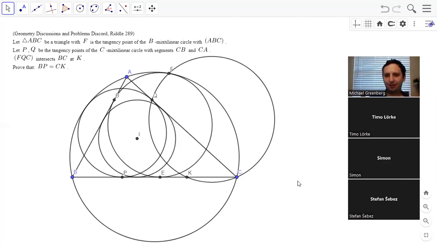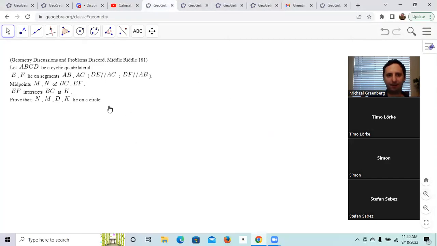This one looks hard. Okay, you want to try a different one? The middle riddle? You want to try this one? It might be too easy. We only have 40 minutes left. Let's see if we can solve this. We only solved two of the problems.